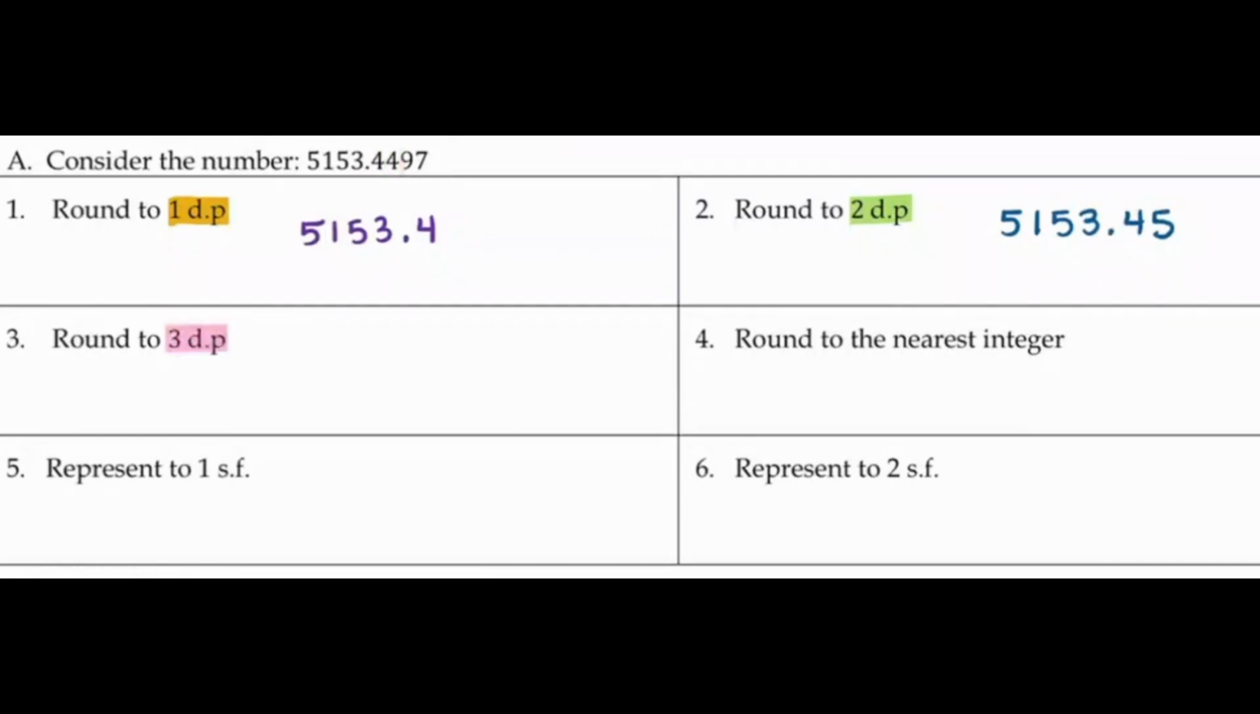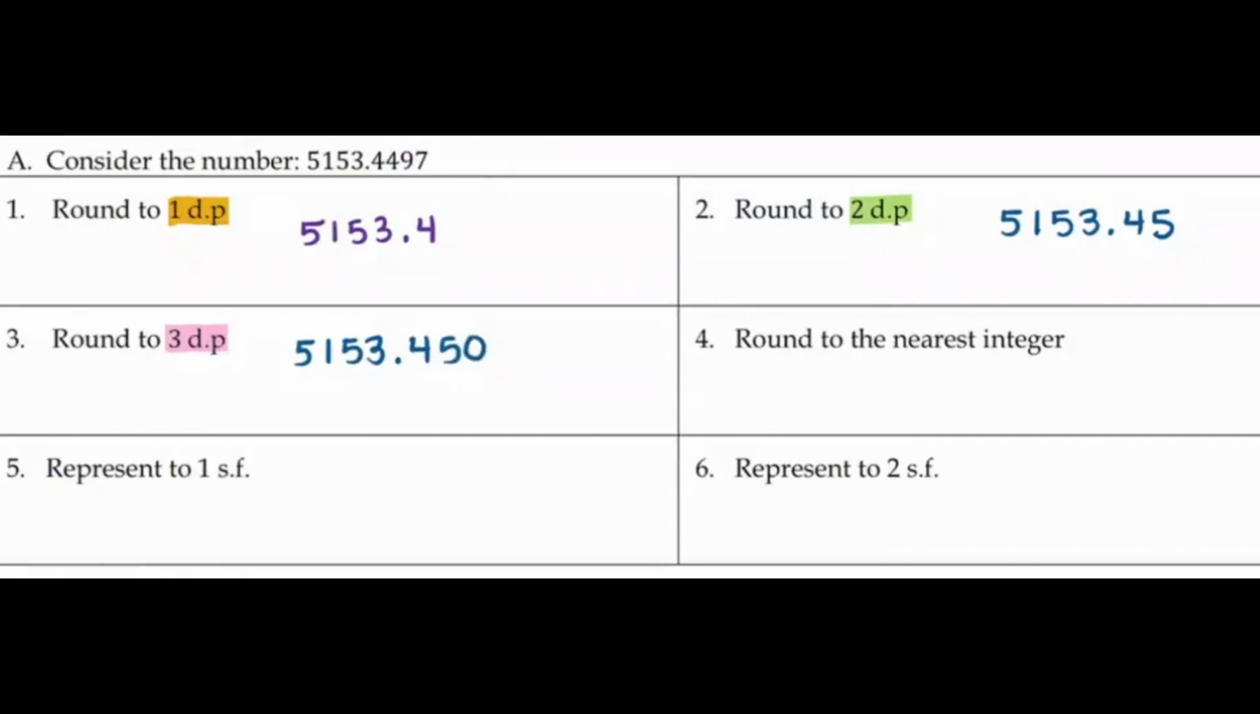Number 3, round to 3 dp. So I'm going to highlight the third decimal place. I am going to look to the right, and that number is greater than or equal to 5, which means that the 9 is going to go up. So for this specific case, I'm going to be looking at 49. What I'm thinking is 49 is going to go up by 1, which means that the number is going to be 5,153.450.